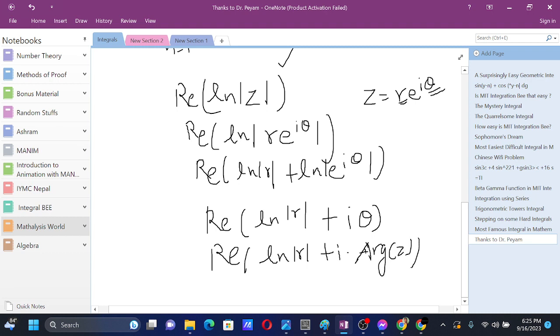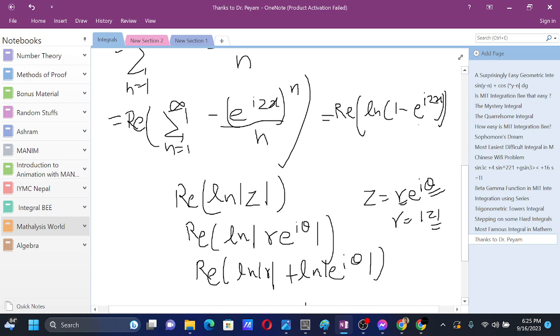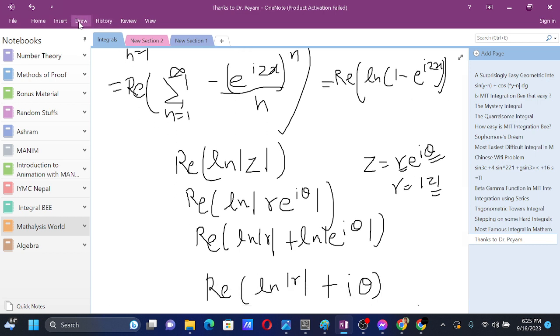Okay, so now we can just take the real part from this, because we have the real part function over here. So ln of r is the real part of the logarithm of z, where r is just the length of the complex number and is denoted as the modulus of z. So now we know that the real part of the logarithm function is just the logarithm of the modulus of the complex number. So now we just apply the same thing here.